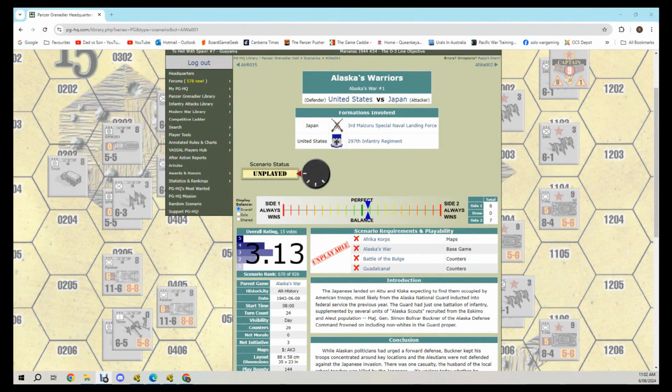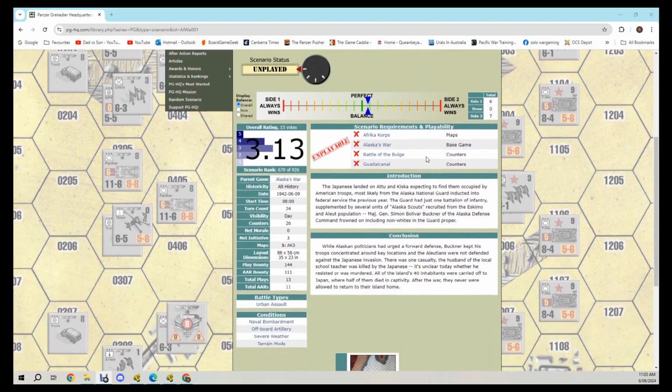G'day, I'm back. Okay, so let's get started. So, Alaska's War. The first scenario is Alaska's Warriors. So, again, United States against Japan. The Third Special Naval Landing Force against the 297th Infantry Regiment.